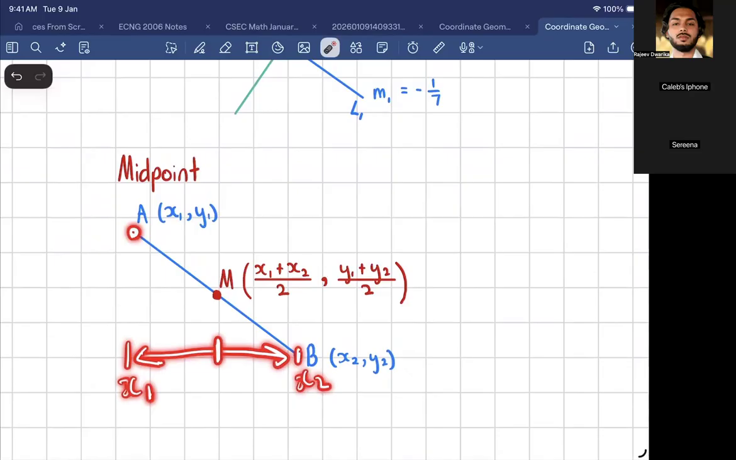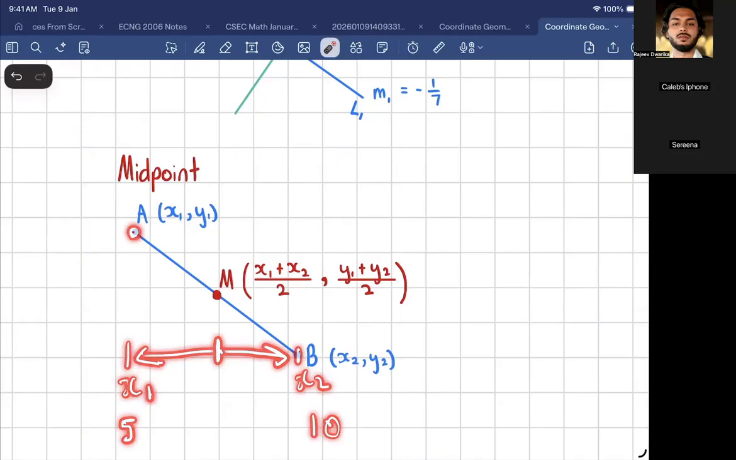So another way you could do it, you could just add x1 and x2, and the midpoint will be found in the middle. Think about it. If I told you that this was, say, 5 and this was 10, how would you find the point in the middle? You would add 5 and 10 and then divide by 2. Exactly. So the intuition makes sense, right?